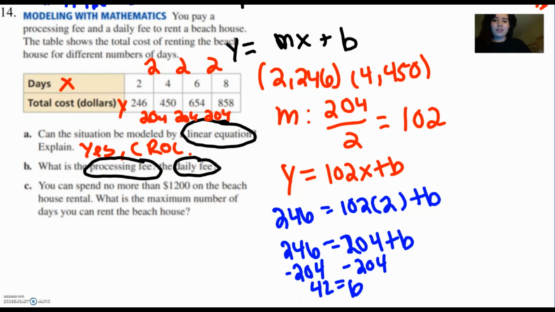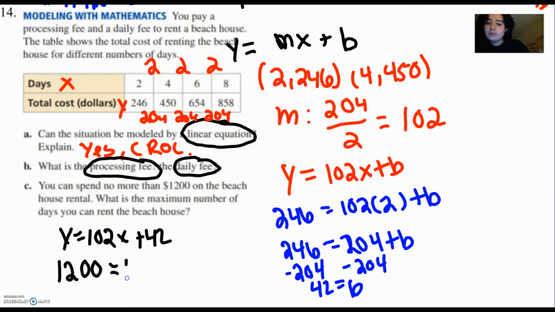So what's our linear model? What's that linear equation? It is, I'm going to write it down here, y equals 102x plus 42. So if you can spend no more than $1,200 on the beach house rental, what is the maximum number of days you can rent at the beach house? So we know our cost is y. So if we can't spend more than $1,200, well, $1,200 is on the left side of our equation. And it wants to know how many total days we can rent. Well, days is our x.